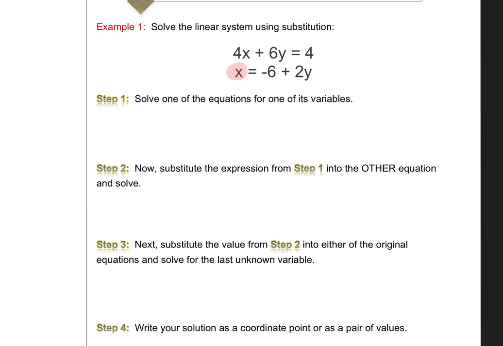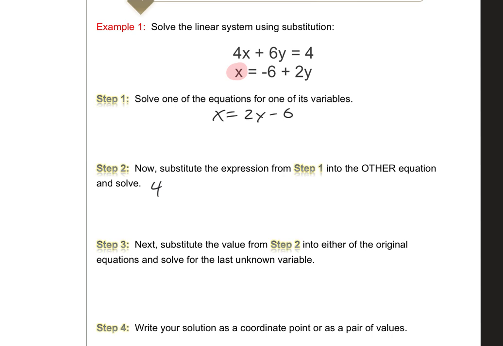So step one, done. X equals, I like to write it as 2y minus 6. You could write it as negative 6 plus 2y, it doesn't matter, but it just reads a little bit better to me. Okay, step two, now substitute the expression from step one into the other equation and solve. So see how there's an x here? I can replace that x with everything I know x is equal to. So watch what I mean by that.